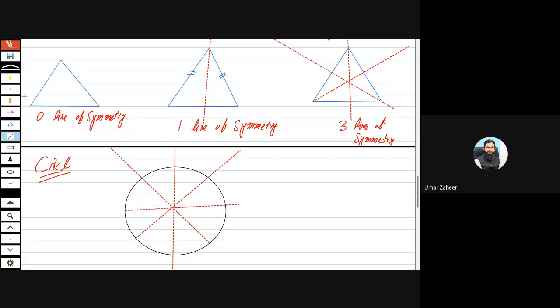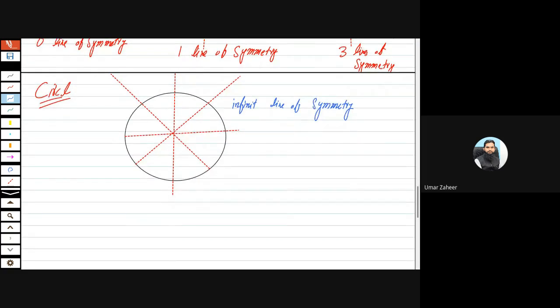All right, so we have infinite lines of symmetry. Clear? Yes. Any other shape?